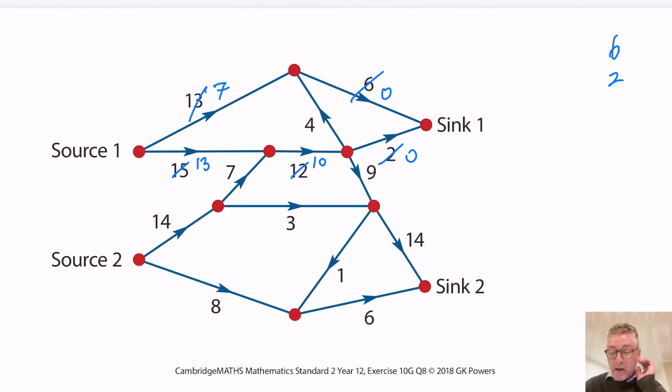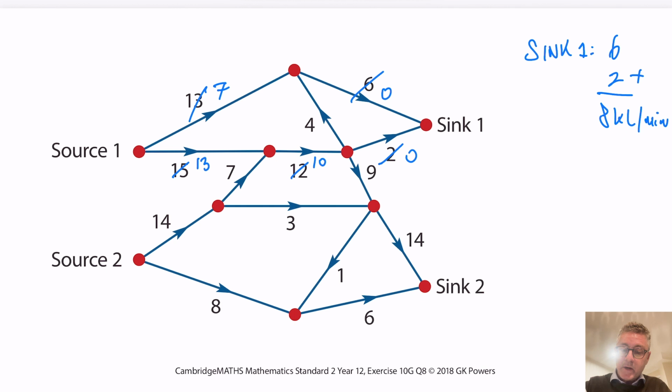And are there any other ways that we can get into sink 1? Well, no, there's really only those 2 edges. So what we know about sink 1 is that our flow is 6 plus 2, which is going to be 8 kilolitres per minute, and that's it, we're done for sink 1. All right, let's have a conversation about sink 2.